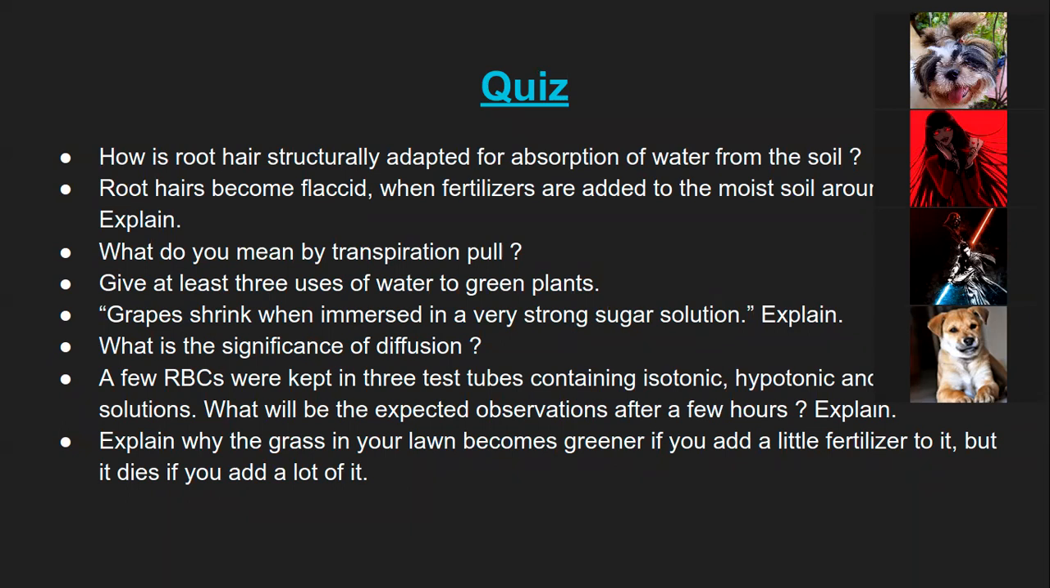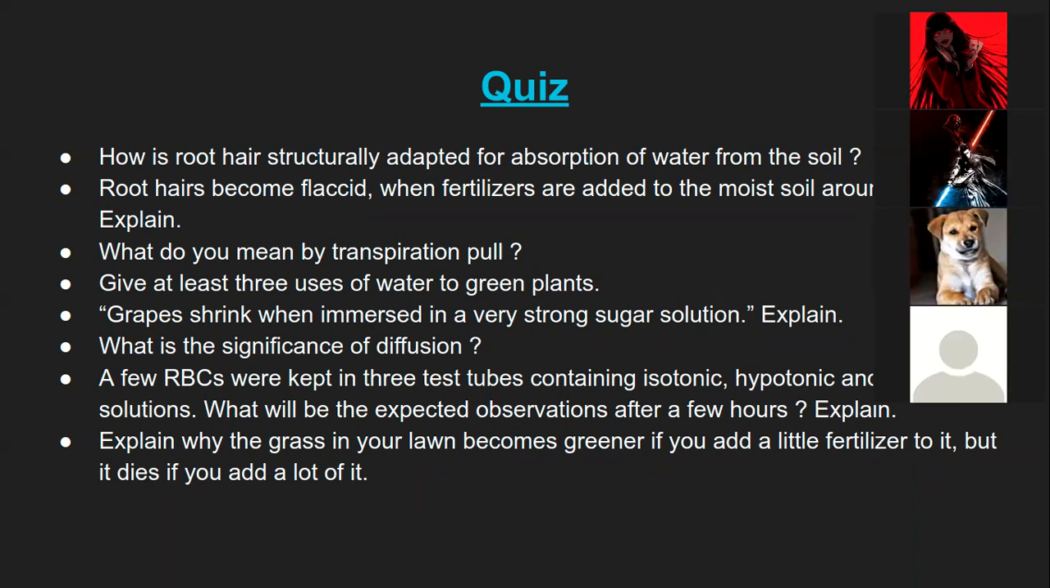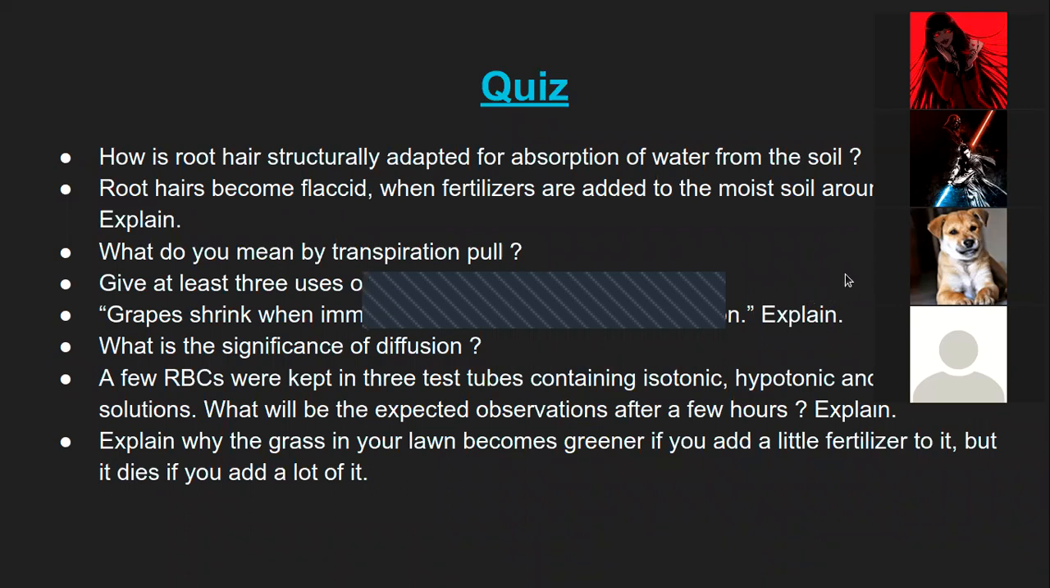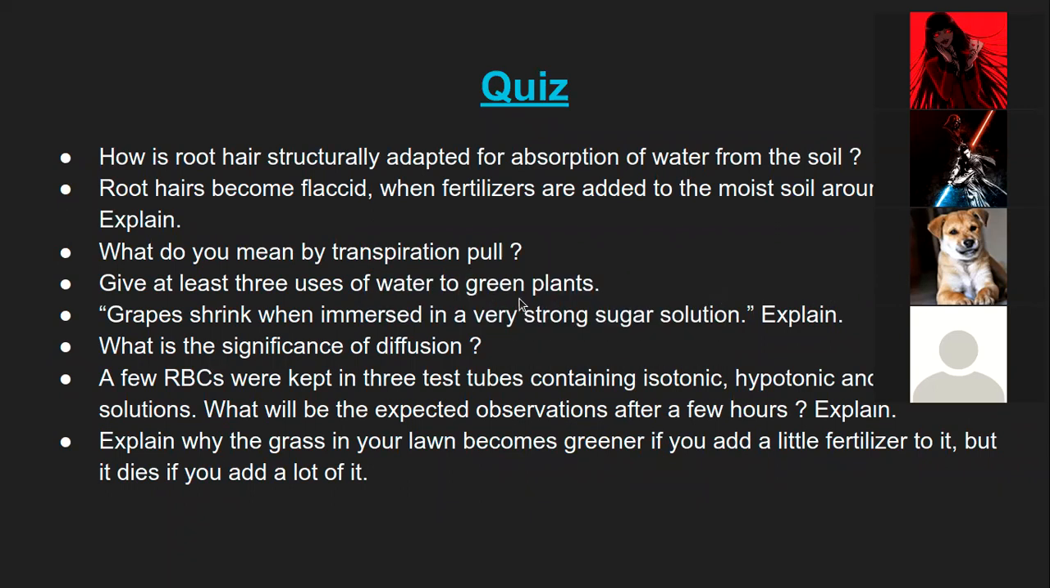So see, you can explain in common language sometimes, but keywords are very important. So that's where you need to mention these keywords. Then give at least 3 uses of water to green plants. Okay, that I can skip. It's very simple. Grapes shrink when immersed in a very strong sugar solution. And explain.